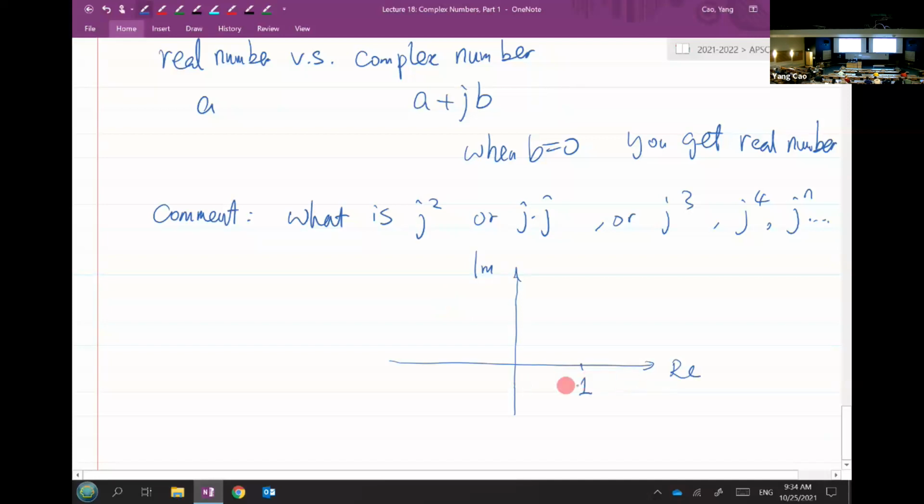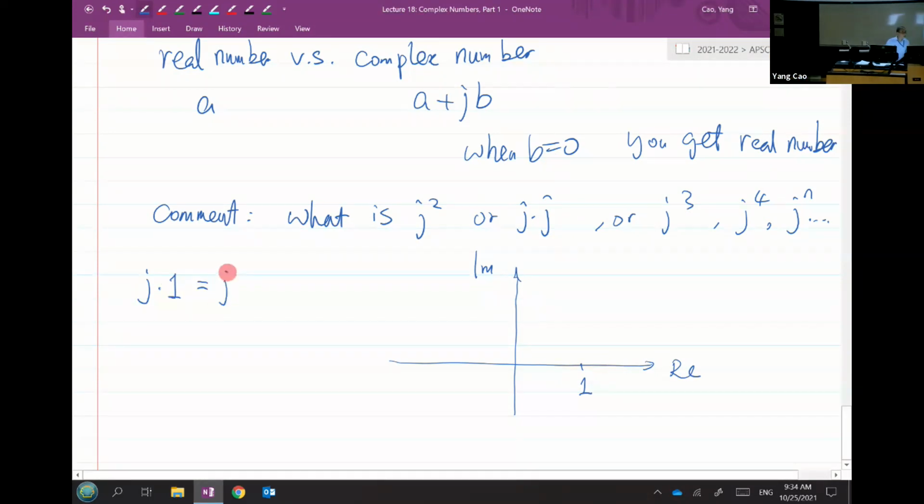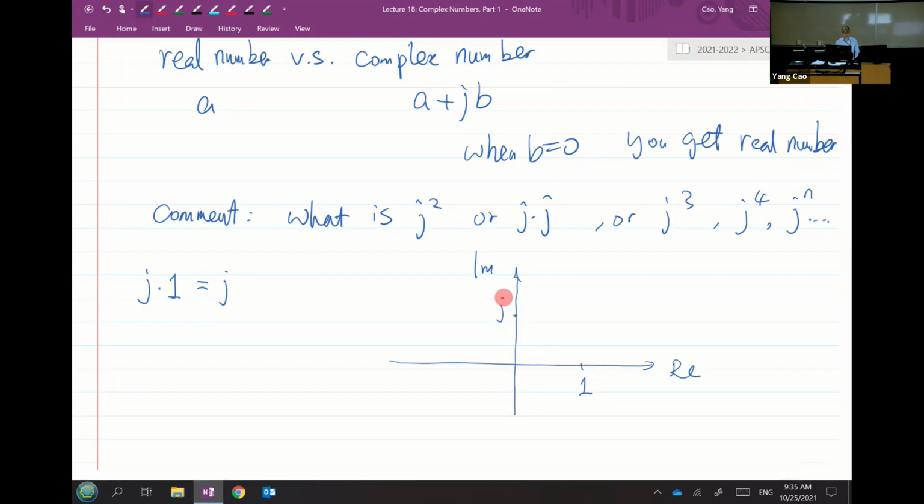Okay, so let's say this is your complex plane, and you have a real axis, and this is the unit 1 here. So let's start from j times 1. j times 1 gives you j, right? So where is j? j is the imaginary number. If I plot j, it is right here, because it's on the imaginary axis. The real part for j is 0, so it's right here.